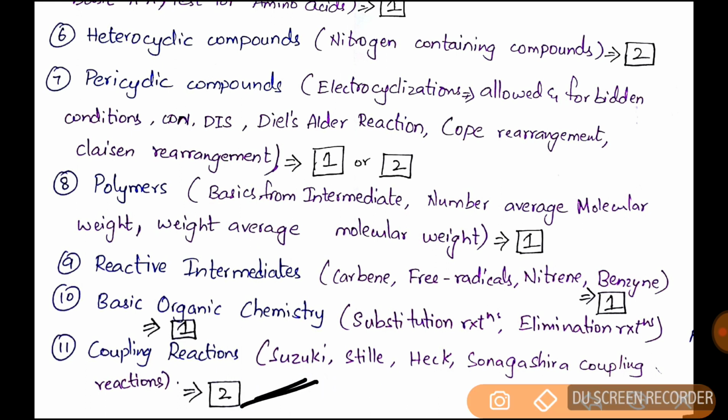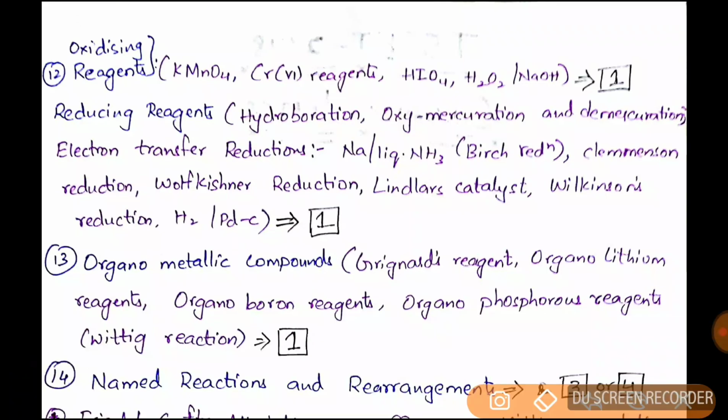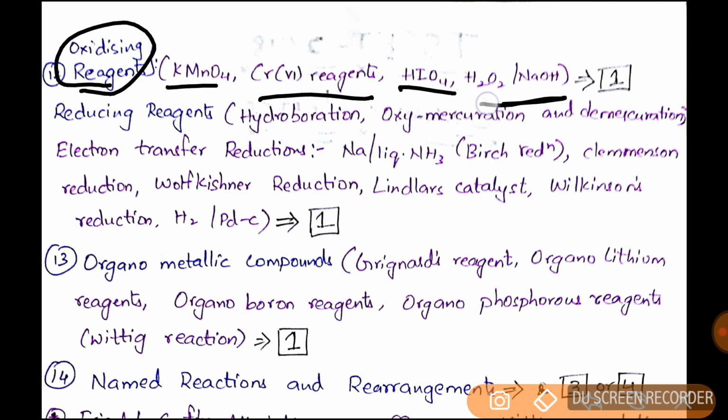Coming to reagents, oxidizing reagents, that is KMnO4, chromium 6 reagents, periodate, which is useful in cleavage of 1,2 diols, and there is the epoxidizing agent, that is hydrogen peroxide in basic conditions. You can expect a question from this.